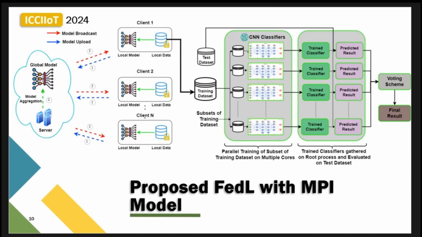This diagram shows how federated learning can be combined with the concept of MPI to enhance the training process by enabling parallel processing, which can improve efficiency and accuracy. This model specifically incorporates convolutional neural networks and a voting scheme for the ensemble learning approach. This approach is particularly beneficial in scenarios where processing large datasets quickly and efficiently is critical, such as real-time decision-making systems or large-scale data analysis tasks.